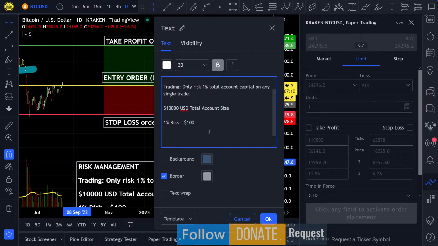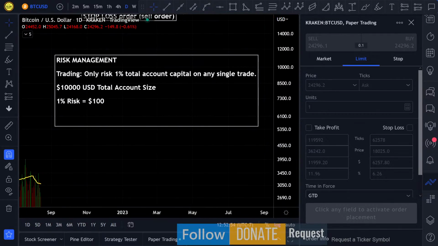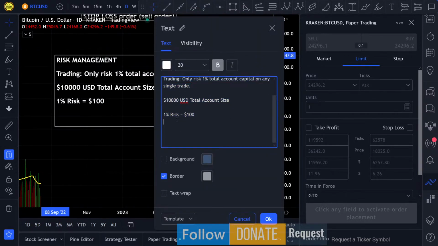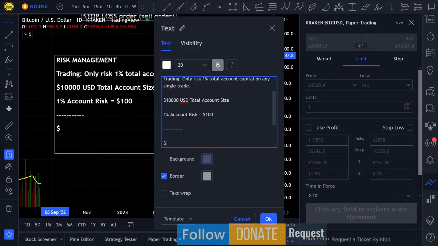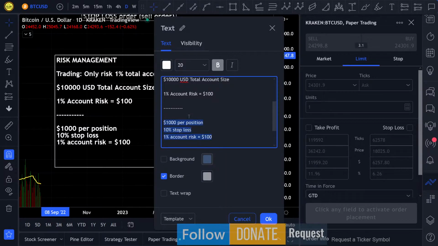The example would be something like account risk equals that. So then we would do something like, you could do $1,000 per position, and now you could have a 10% stop loss. So that makes more sense. And then the 1% account risk is still $100. Does this make sense? This is extremely important.